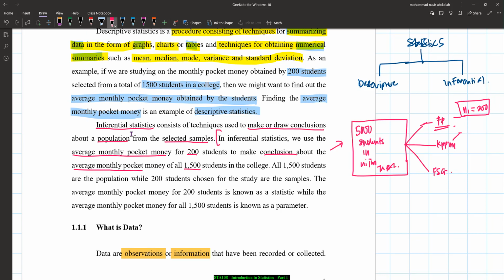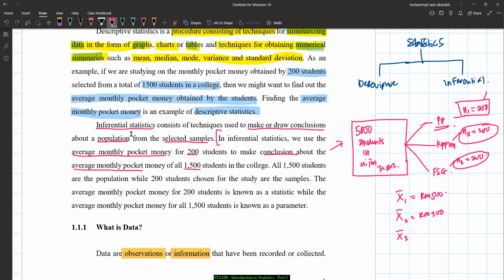Faculty of Computer Science, I took another 200 students. And Faculty of FSG, I took 200 students. Right? So I ada 3 sampel dekat sini. We have 3 sampel. So each sample I measure the mean of monthly pocket money. So let's say first I got RM 500 contoh, kan. Another faculty says that RM 300 only.